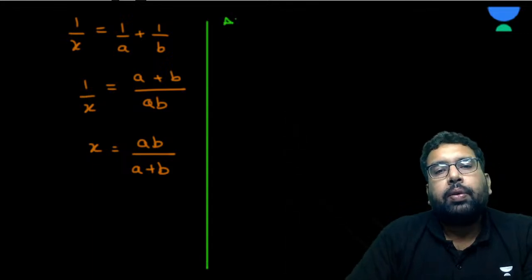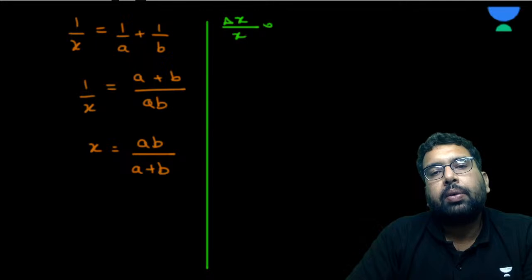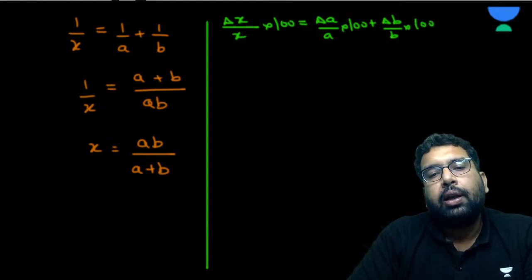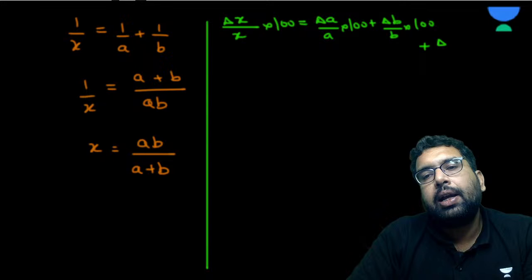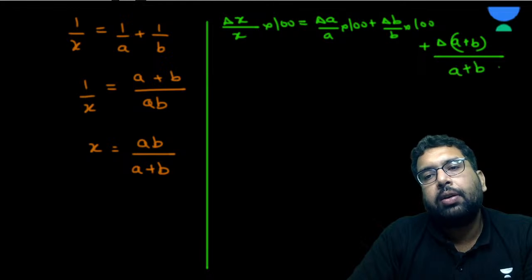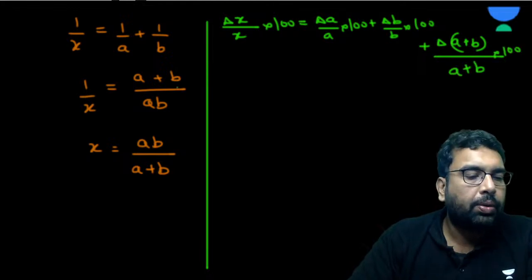So from here we can write delta x by x into 100 is equal to delta a by a into 100 plus delta b by b into 100. And now this a plus b, this whole thing, will have some error. So we can write delta of a plus b. You consider this as another quantity, and you write the fractional error for it. So what is the problem? No problem.